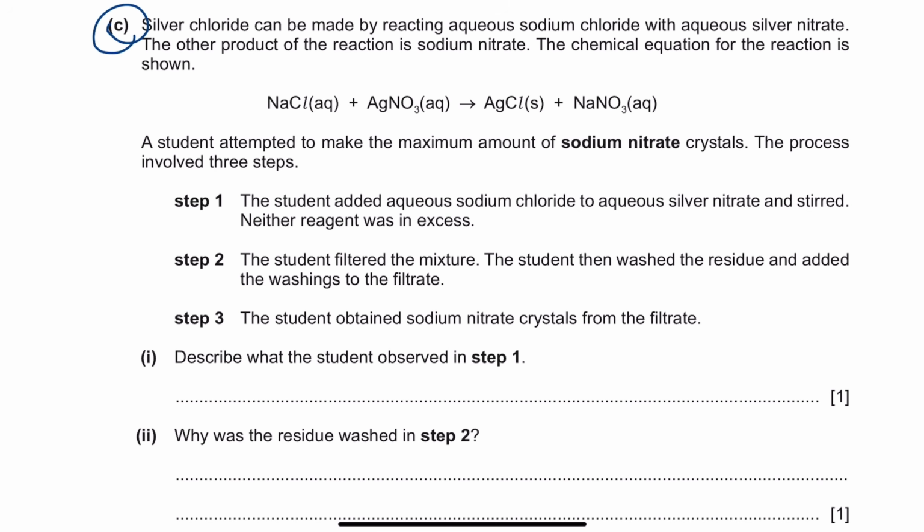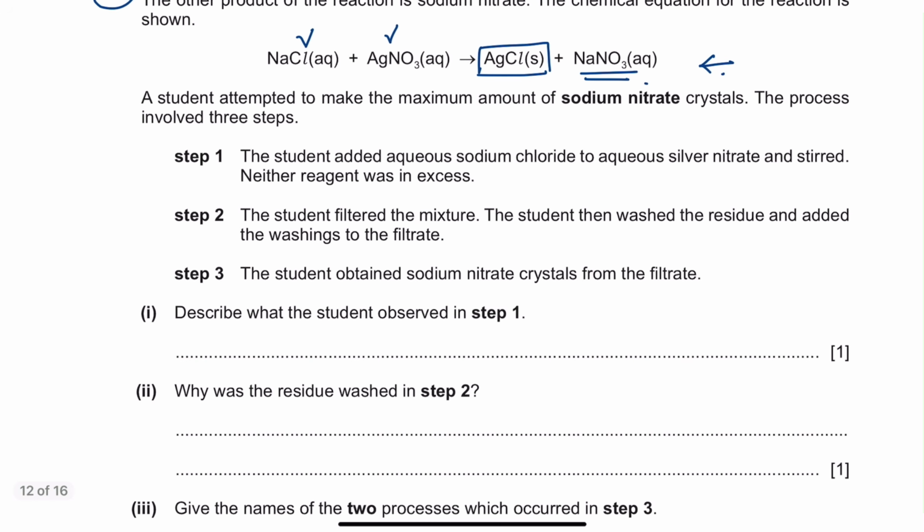Silver chloride can be made, this is your silver chloride, by reacting aqueous sodium chloride with aqueous silver nitrate. The other product would be sodium nitrate. This is the chemical equation shown. A student attempted to make the maximum amount of sodium nitrate crystals, which are this one. The process involved 3 steps.